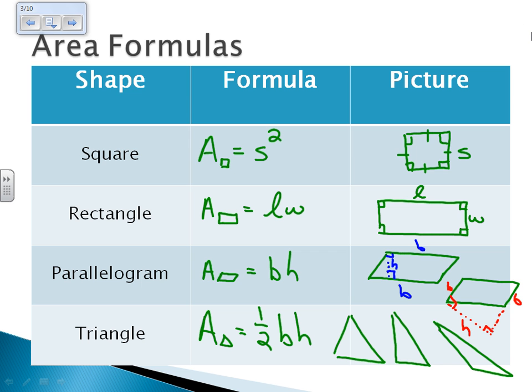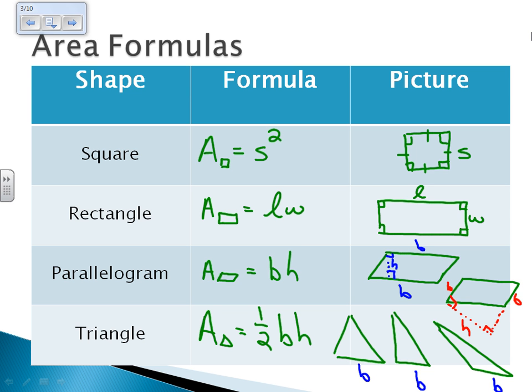Alright. The base, we can pick any side. You can pick any side to be the base, just like the parallelogram. It's usually easiest if you choose the bottom. So my base for all these will be the bottom. Alright. Now the height has to be perpendicular to the base. So if my base is the bottom, the height has to go straight up and down.